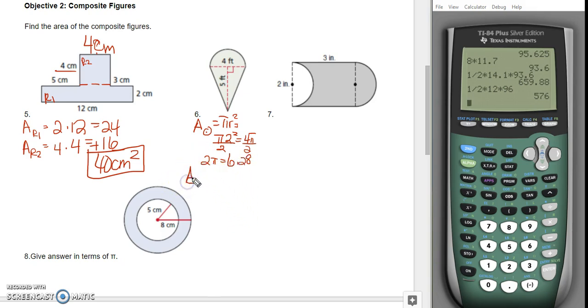The area of my triangle is 1/2 base times height. That gives me 1/2 of 4 times 5, which gives me an area of 10. Then I add the 2 together. So the area of the entire figure is 16.28, and that's going to be feet squared.